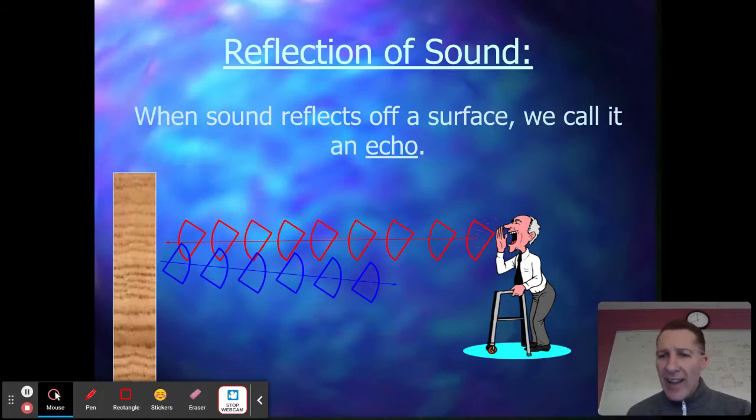If you've ever heard of an echo, all an echo is, is a reflection of a sound wave off of a nice smooth surface and back. So if you're doing any problems in your problem set, remember that an echo is a full round trip, to hit the object and come backwards.